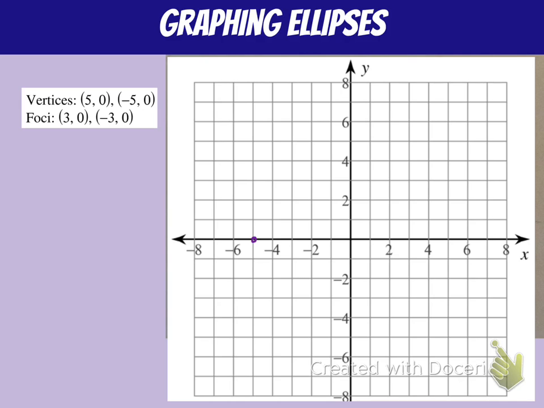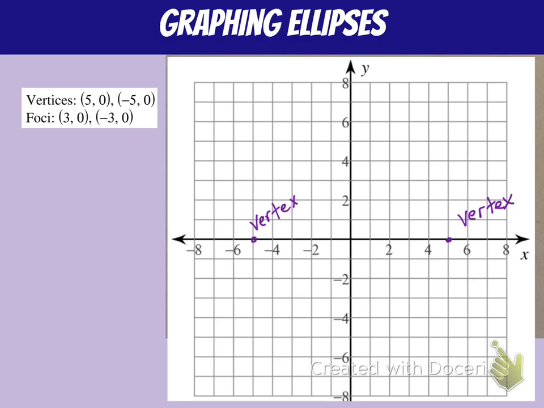Negative 5, 0, again, that's going to be a vertex or a vertice. We'll call it a vertex. And then we'll do the same thing on the other side. Again, another vertex. Together they are vertices. And then we'll plot our foci.